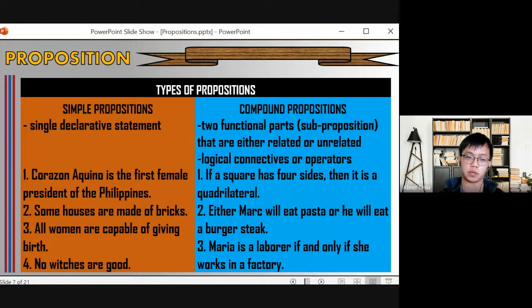If you're going to observe, they are just expressing a single thought or single idea. They contain only one proposition. And we also have here the examples of compound propositions. Miss Ariel, please read our first example.